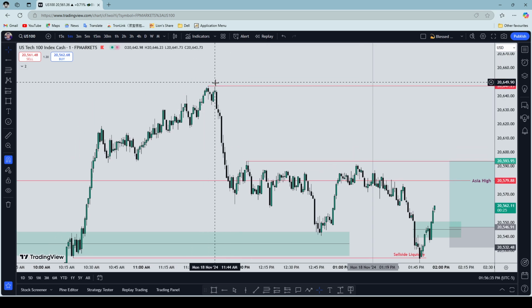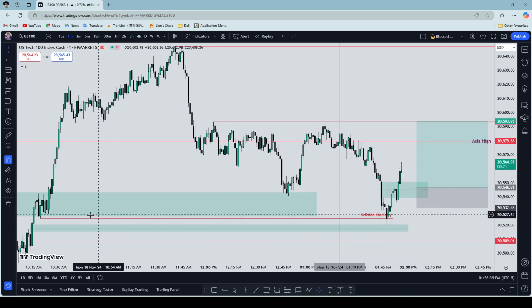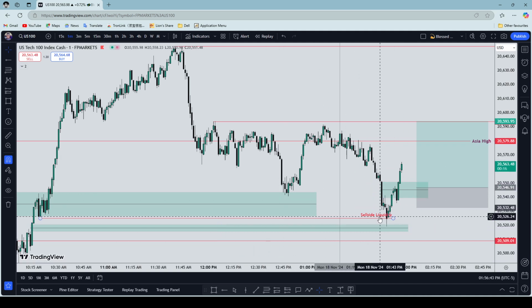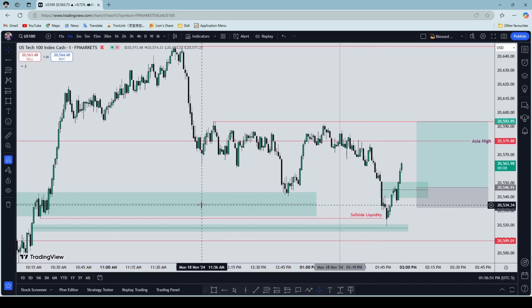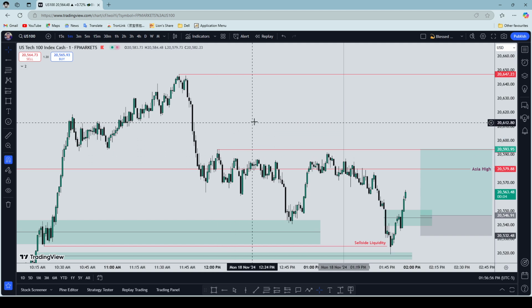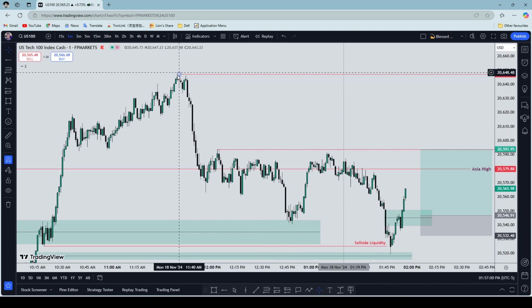So now, why am I marking all these areas? Why am I marking out all these areas like this, and why did I mark out this place too? Let me just put it here. So I'm marking out swings. What do I mean by swings? This is what I mean by a swing.